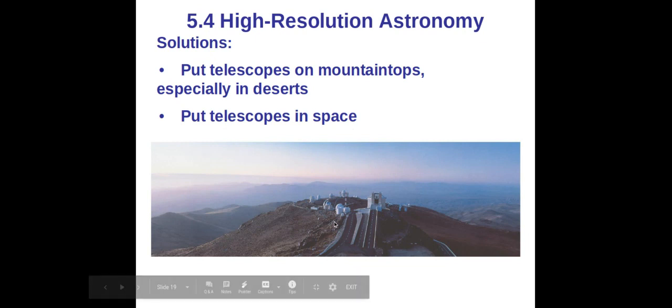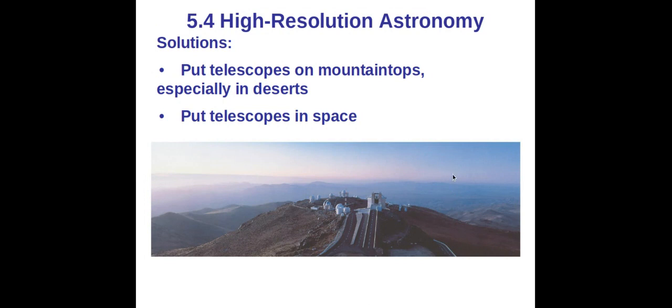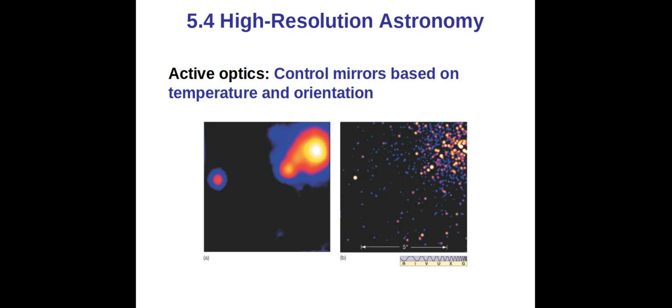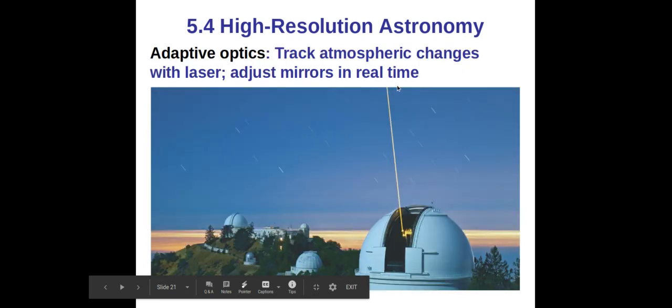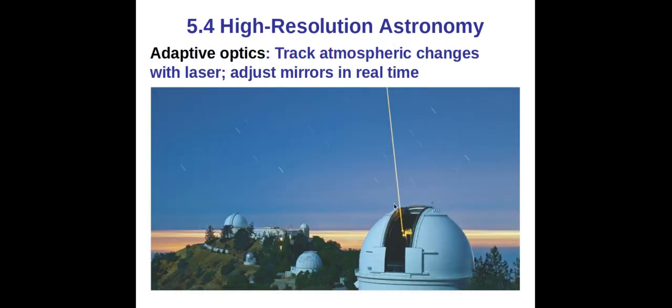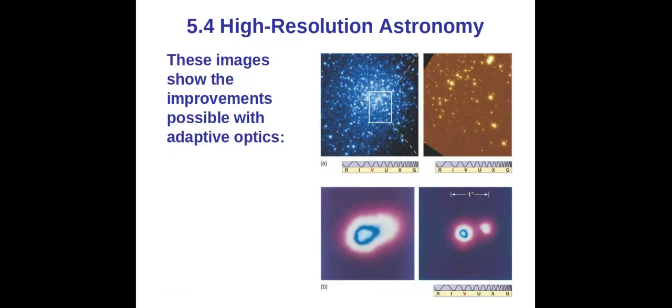And you can kind of see in the background of this picture how many particles there are in the atmosphere that you're actually looking through if you try to look down from the bottom. Active optics can control the mirrors based on temperature and orientation. So what they do is they shoot a laser up through the atmosphere and measure it, and then adjust the mirrors based on what that laser measures as it's going through. So these are just some examples of different ways that we use this.